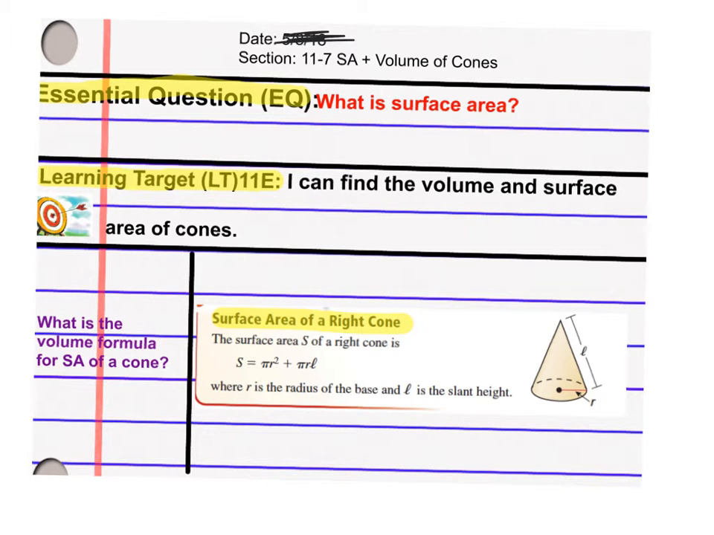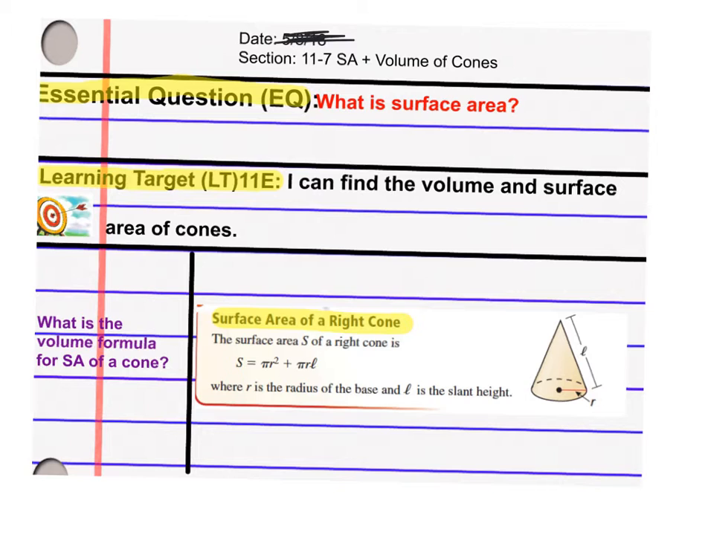This is 11/7, which we'll also be taking 2 days for this year. So we're looking at cones. 11/7 focuses on cones, but we are doing surface area and volume. So our essential question today is, what is surface area? We've talked about volume, the space inside a shape. Now we're talking about what is surface area. And our learning target: I can find the volume and surface area of a cone.